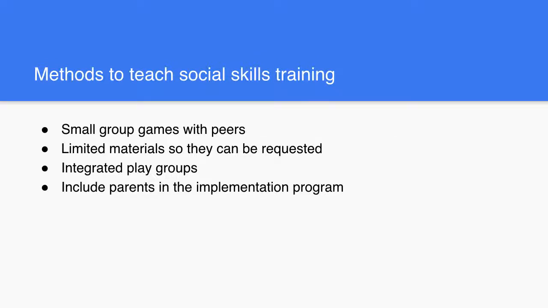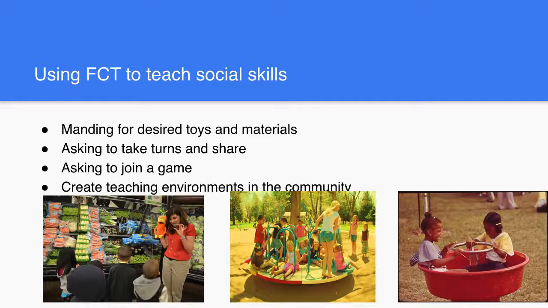Methods to teach social skills training include small group games with peers, limited materials so they can be requested, and integrated playgroups. It is also important to include parents in the implementation program to maintain the child's success. Using functional communication to teach social skills is important because you can mand for toys and other materials, ask to take turns and share, ask to join in on games, and create teaching environments within the community.